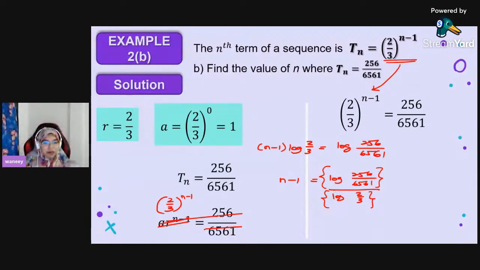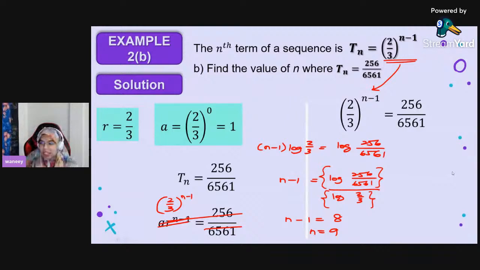And then if I'm not mistaken, n minus 1 should be equal to 8. Never mind, let us try. So 256, 6561, log answer divided by log 2 over 3. Yeah, 8. Okay, therefore n is equal to 9. Okay, so you can apply log on both sides just like what I did over here, or we can actually use compare the base and the index. So ini satulah macam mana nak guna compare base and index.